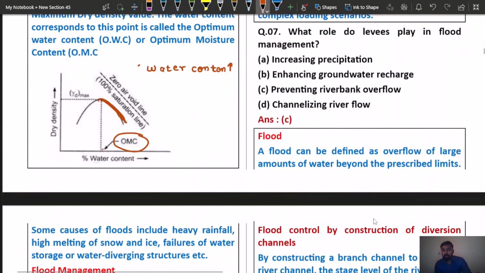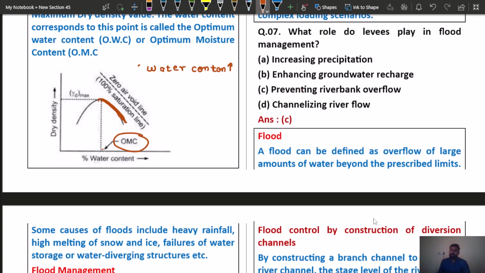What role do levees play in fluid management? So this is a question about fluid management where levees are provided. What are the roles of the levees? Options: increasing precipitation, enhancing groundwater recharge, preventing river bank overflow, channelizing river flow.